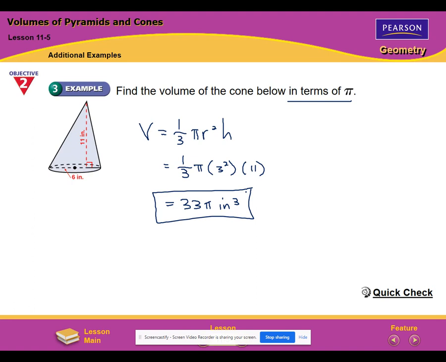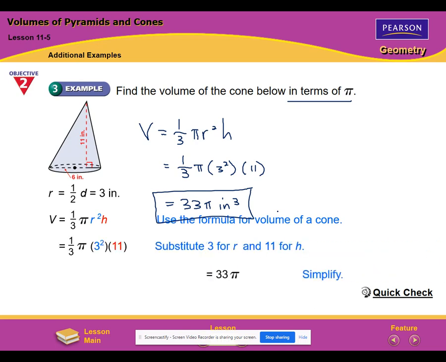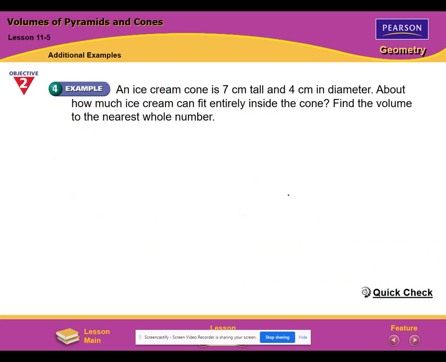Okay? Now the last one is similar to this one, so I don't know that I necessarily need to do it, but I want to show it to you because of all the examples that I do in the year, this one makes me the angriest. Let's read it and I'll show you why. An ice cream cone is 7 centimeters tall and 4 centimeter diameter. About how much ice cream can fit entirely inside the cone? Doesn't that make you angry?